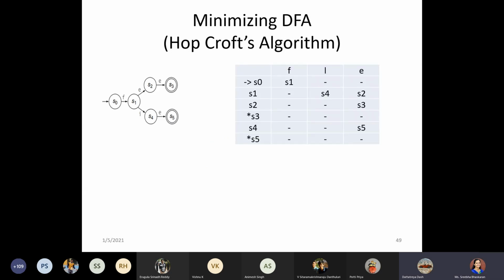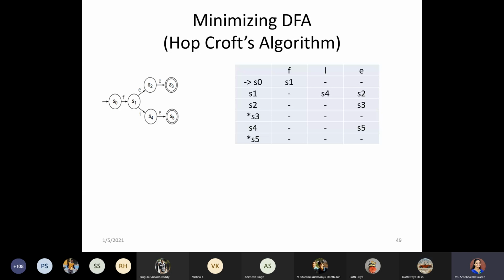First, you draw the transition table for this. Once you draw the transition table, from S0 with respect to F, we would reach S1. With respect to I or E, we don't have any other states, which is represented as null. From the S1 state, with respect to E, we would reach S2. With respect to I, we would reach S4. Like that, the transition table could be completed.